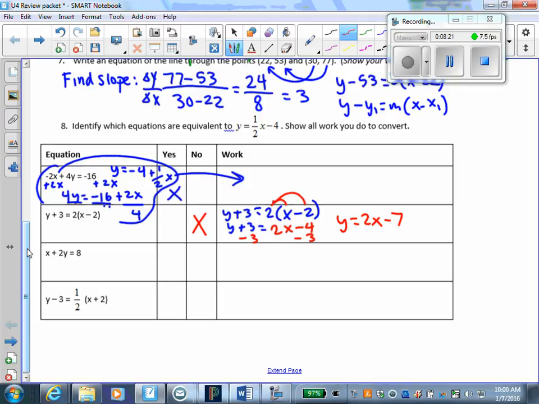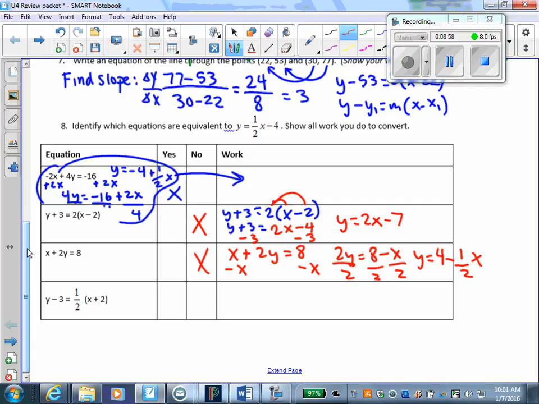x plus 2y equals 8. Okay, first thing is to subtract x. I get 2y equals 8 minus x, and then I divide everything by 2. So I get y equals 4 minus x over 2, which is the same as minus 1 over 2 x. So that actually is equivalent, right? No, I'm joking. It's not. Because my 4 is positive and it's supposed to be negative, and my 1/2 is negative, it's supposed to be positive. No, definitely not equivalent.